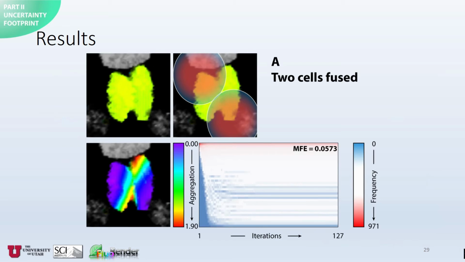The first example, example A, has two cells fused together. We can see the shapes of the cells, but it would be difficult to separate them apart using intensity-based methods. We show that we started with two Gaussians well separated. The color-mapped aggregation values show that the changes are concentrated on the border between the two cells. From the 2D histogram, we can see that the convergence was achieved easily.